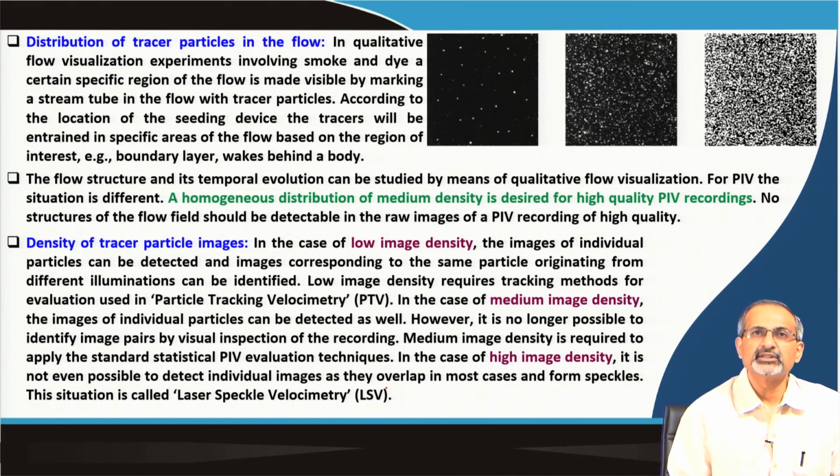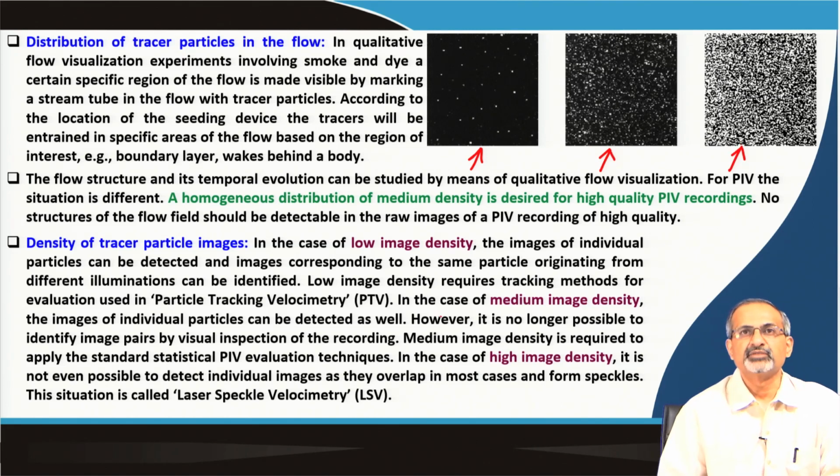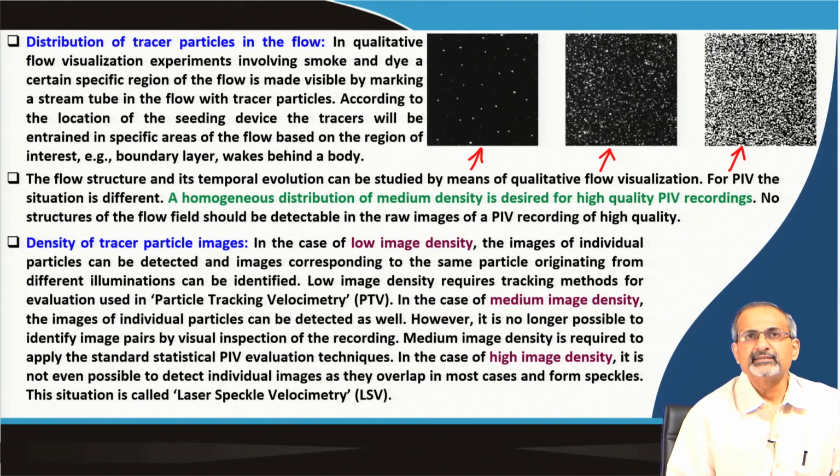For PIV, the situation is very different. You need to have a homogeneous distribution of medium density required for high quality PIV recordings. No flow structure should be detectable in the raw images of a PIV recording of high quality. For example, if you look at these images, this is a low image density image, this is a medium density image, and this is a high image density picture.